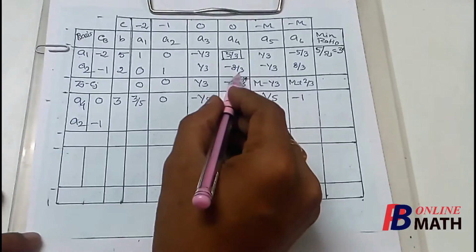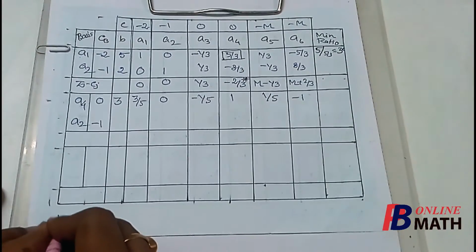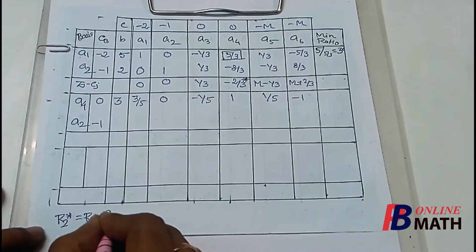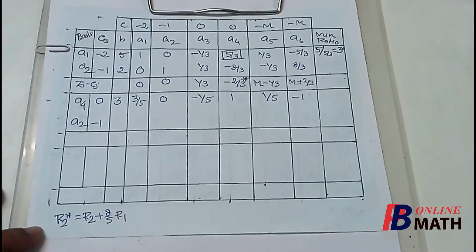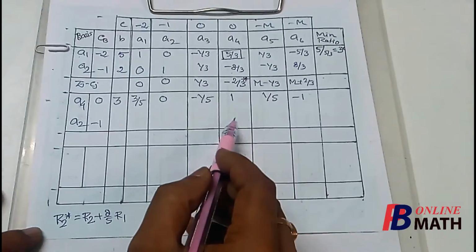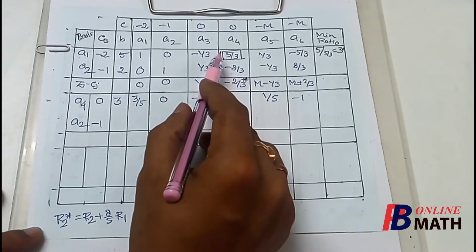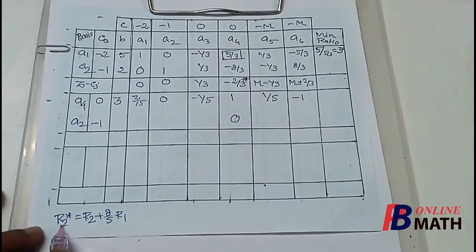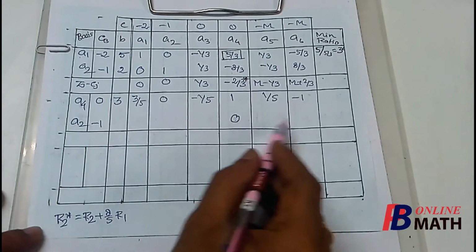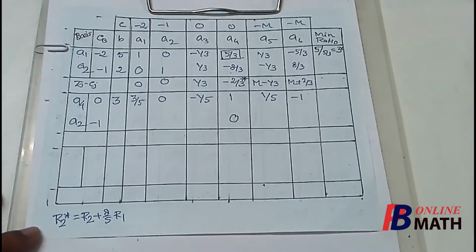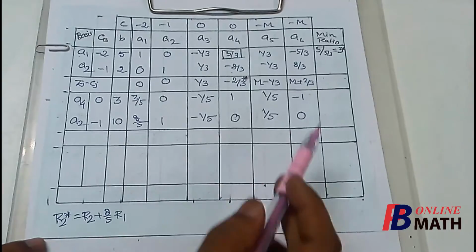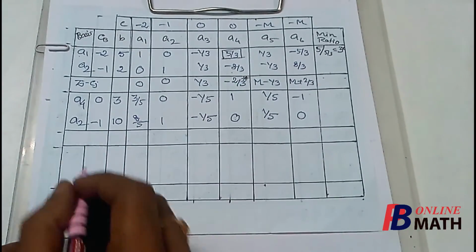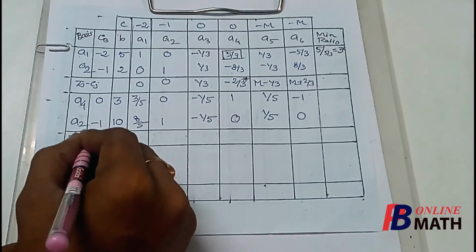Now to make this element 0, we need to apply this row operation R2 star equal to R2 plus 8 by 5 into R1. If we apply this row operation, then R2 star will be R2 plus 8 by 5 into R1, then it will be 0. Now using this row operation, we compute all the remaining elements of this row. Now we find Zj minus Cj.